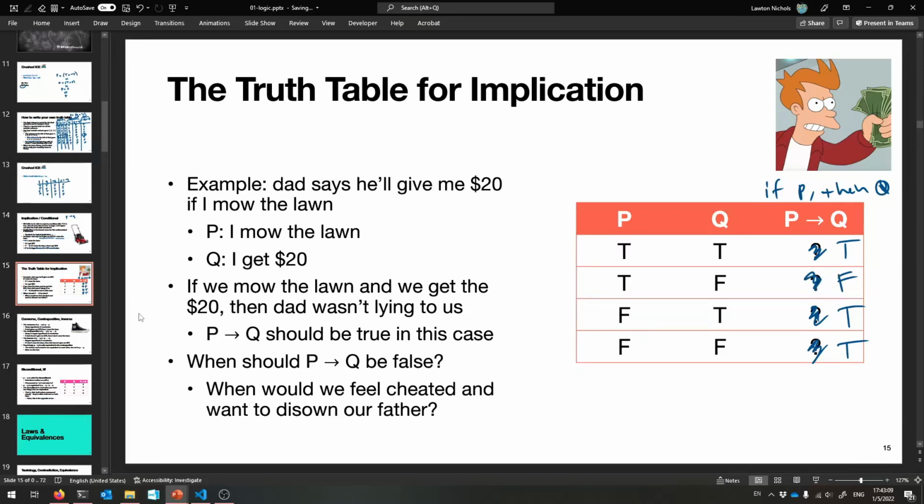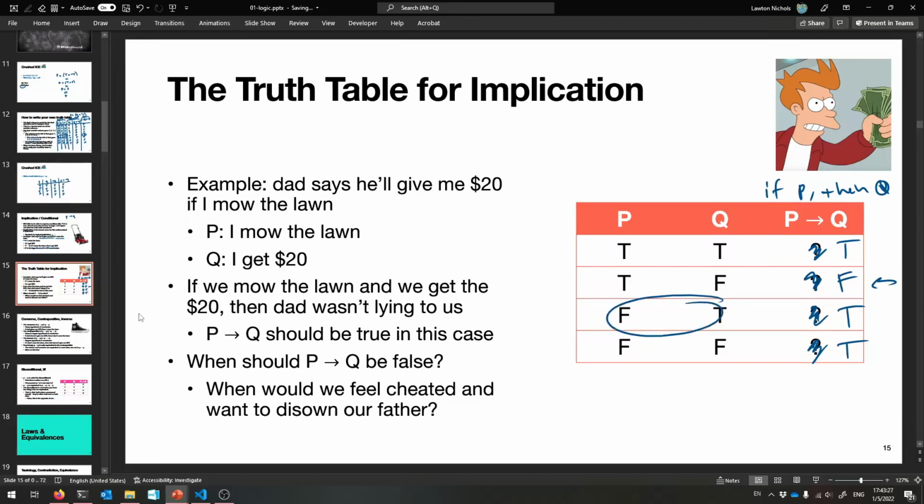Why, Dad, why? So that's the one case where it's false, okay? When you did the thing, but you didn't get the result. When the hypothesis is true, but the conclusion is false. In every other case, it's true, right? It's true to say that if P is true, then Q is also true.